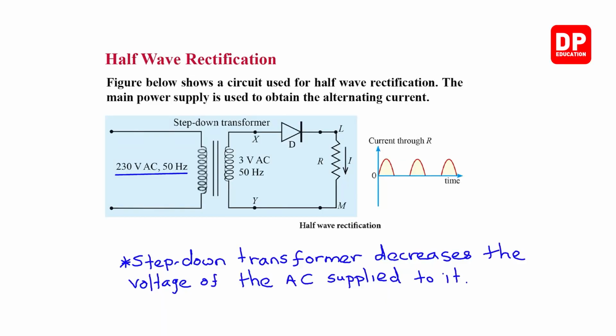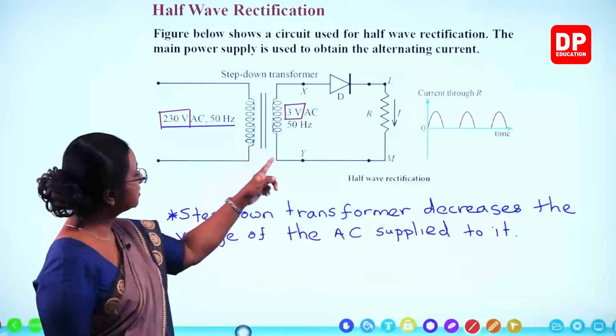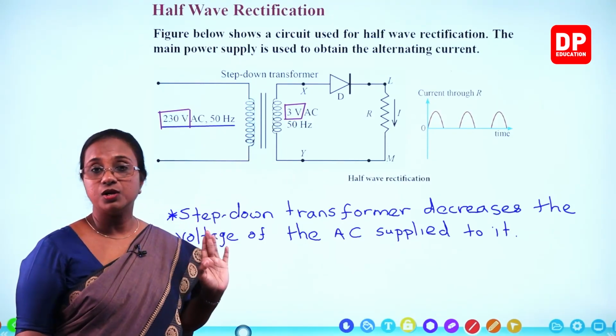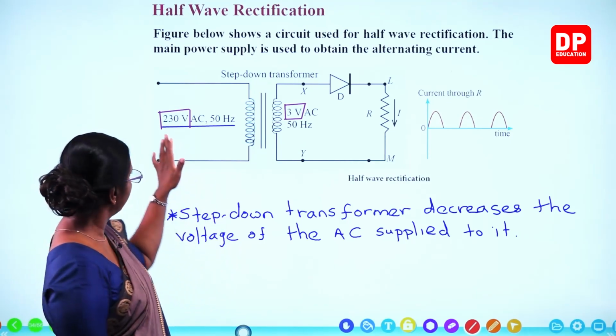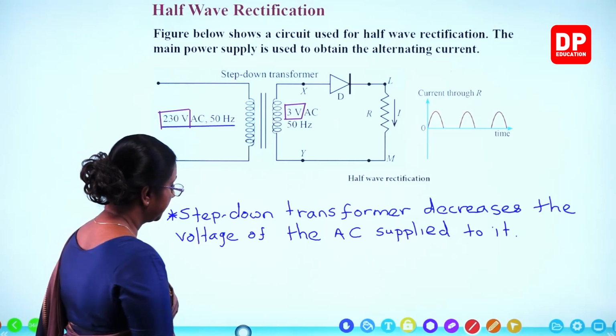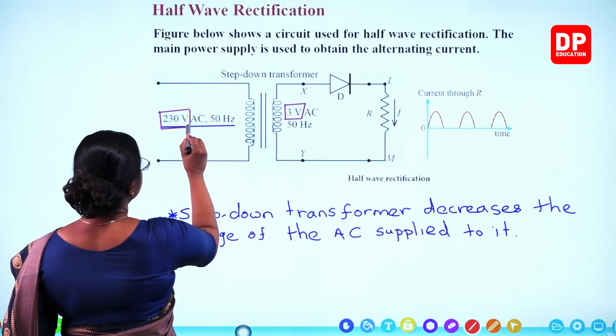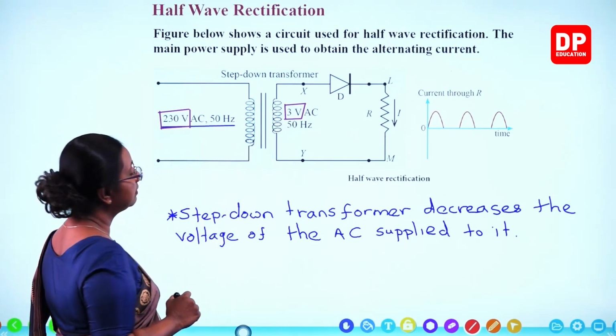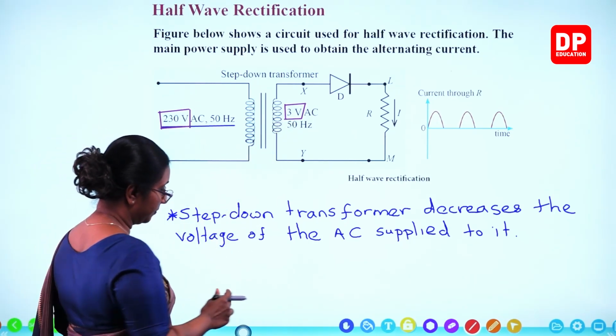So from 230 volt alternating current, the current becomes 3 volt alternating current. The frequency doesn't change, it is still 50 Hertz, and the nature of current also does not change. Only the potential difference changes. Is that clear? So this is 230 volt becoming 3 volt alternating current.